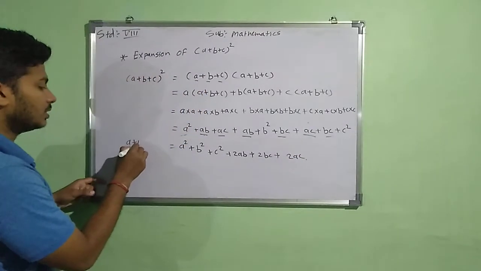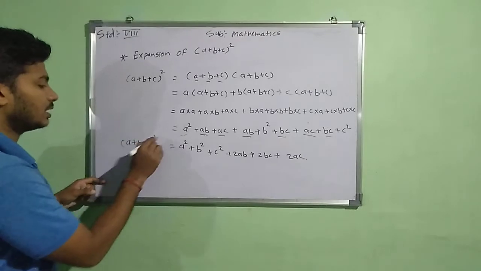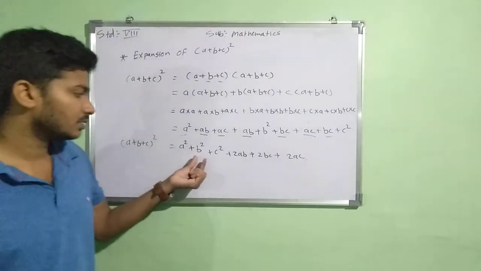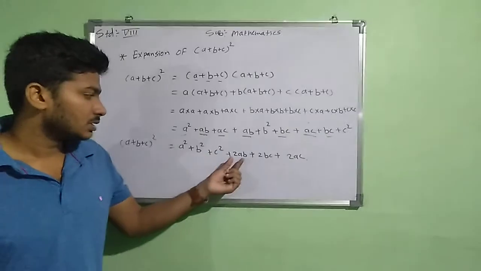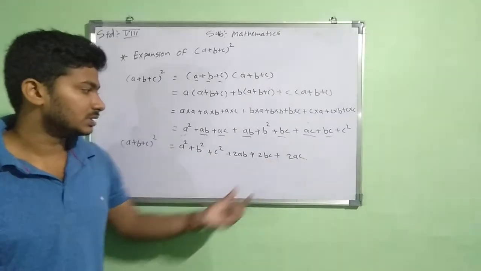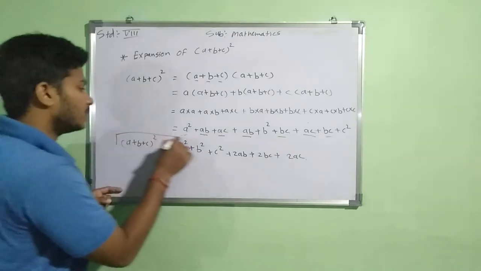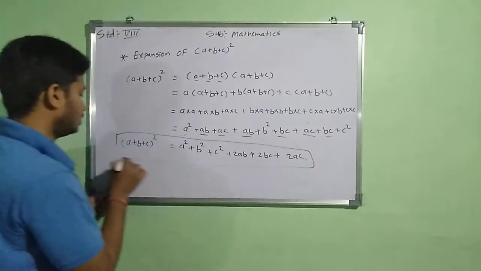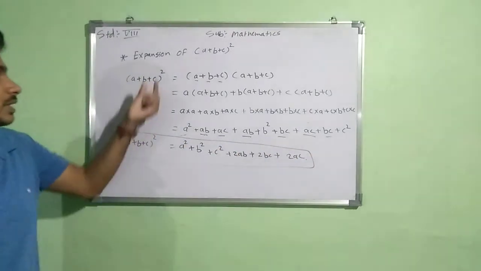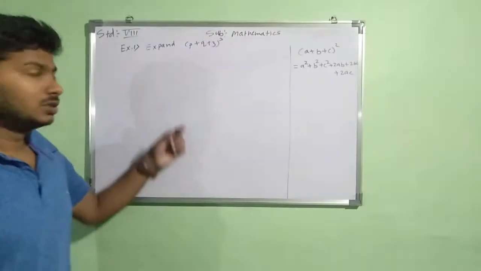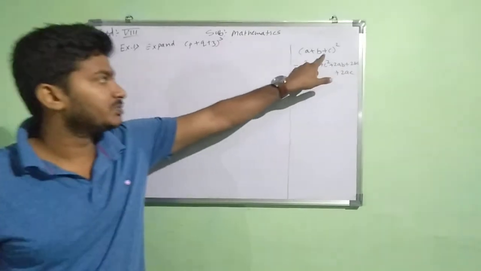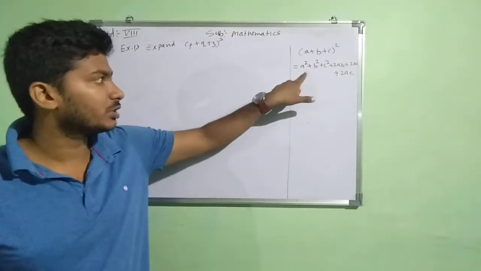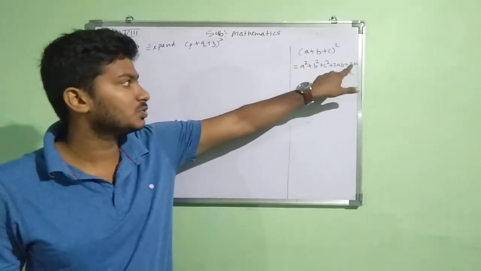So (a + b + c) whole square will be equal to a square plus b square plus c square plus 2ab plus 2bc plus 2ac. So this will be our expansion formula. Okay, so this will be our expansion formula of that. So this is our first example based on that formula. So I have written that formula (a + b + c) whole square which is equal to a square plus b square plus c square plus 2ab plus 2bc plus 2ac.